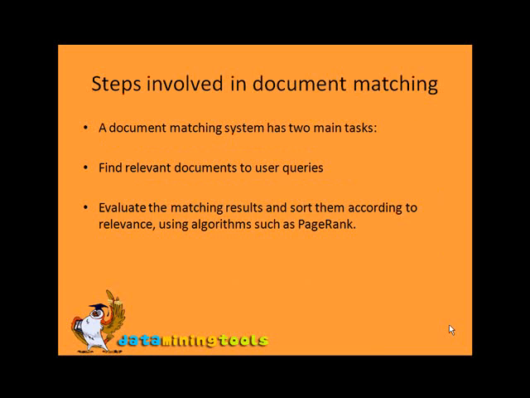Let's go through the steps involved in document matching. First, a document matching system has two main tasks. The first task is to find the relevant documents to user queries. The second task is to evaluate matching results and sort them according to relevance. Here we use algorithms such as PageRank.